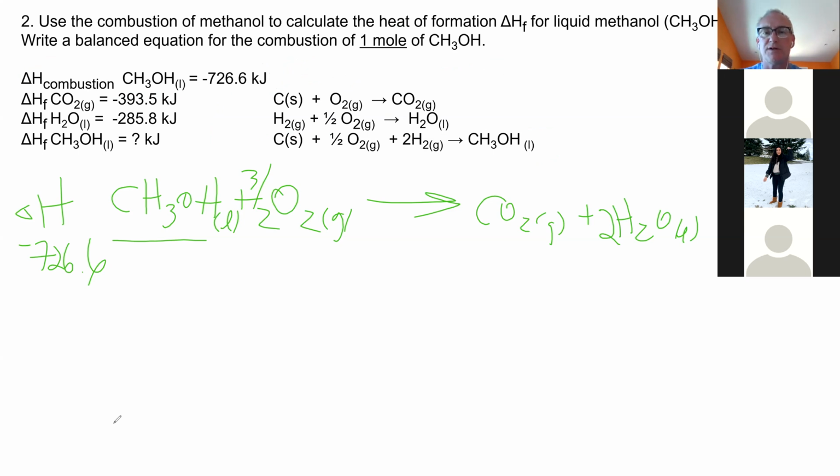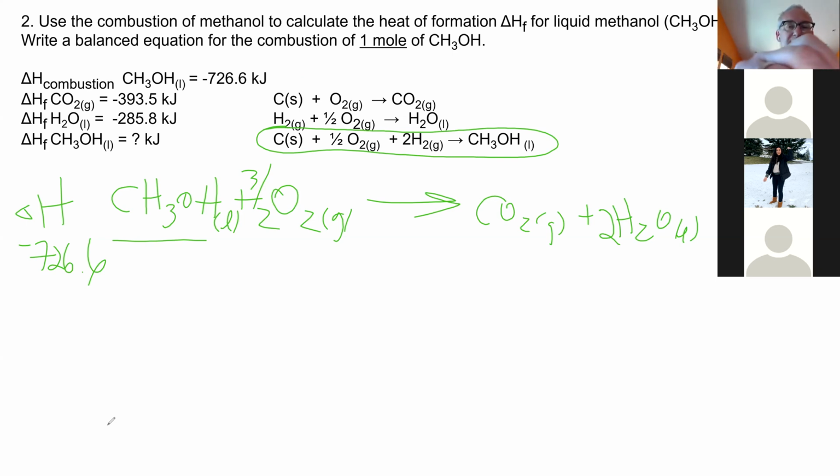So basically this is our target reaction. We want to add and subtract all the other reactions until we get that. So let's do it that way first, and I'll show you the second way. And hopefully we get the same answer.